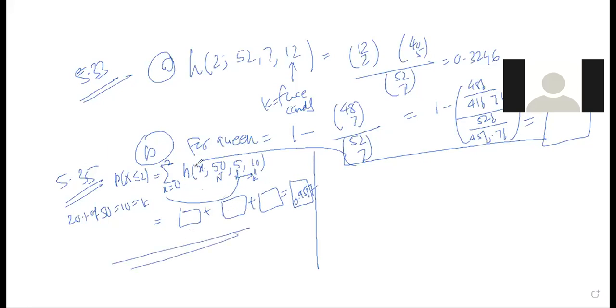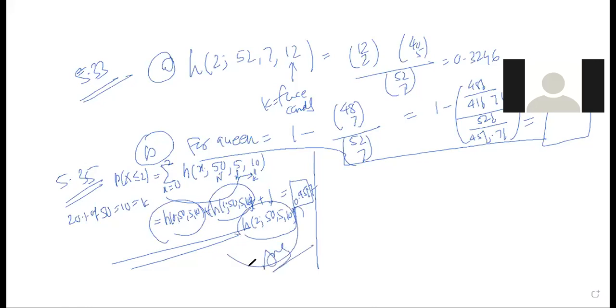Right, guys? Just plug X equal to 0 over here, or I can write it down for you if you want. So X is equal to 0. That means here it is h(0; 50, 5, 10), then h(1; 50, 5, 10), then plus h(2; 50, 5, 10). Use the hypergeometric distribution for all these 3 terms, and finally you will get the answer. Now I would like to go for my next example, the last example I would say.